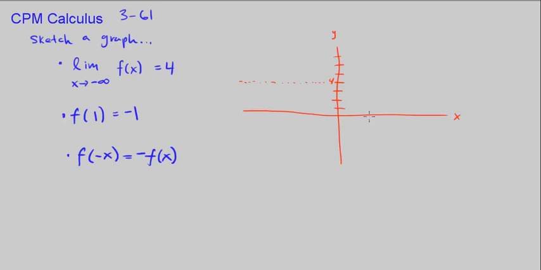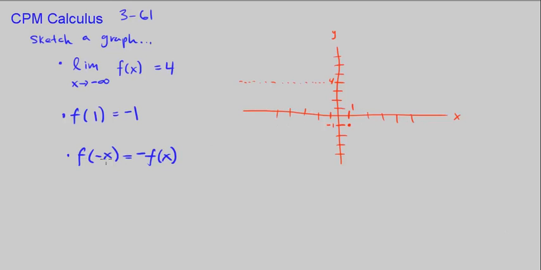F of 1 is equal to negative 1. So at 1, we know that the output is going to be negative 1. Right? So let me just put a few marks here.